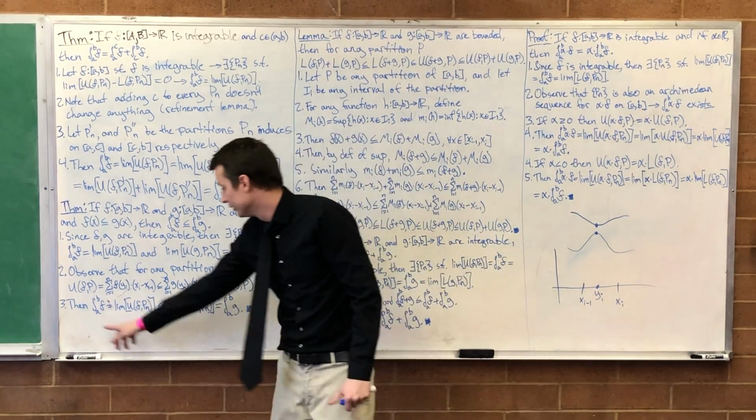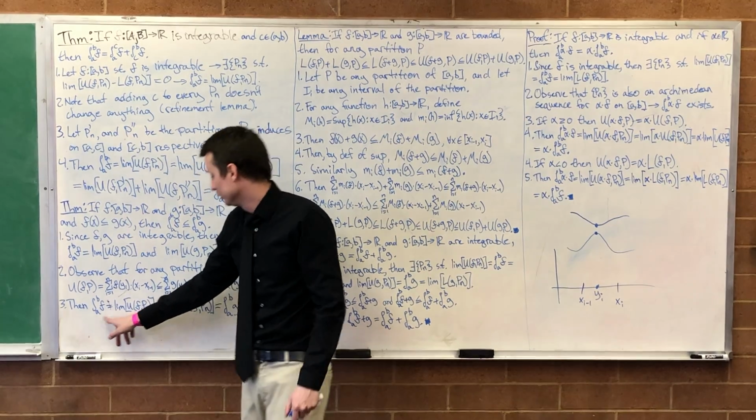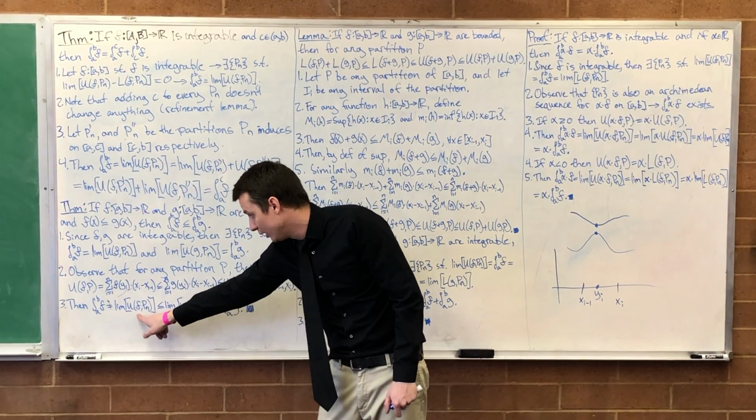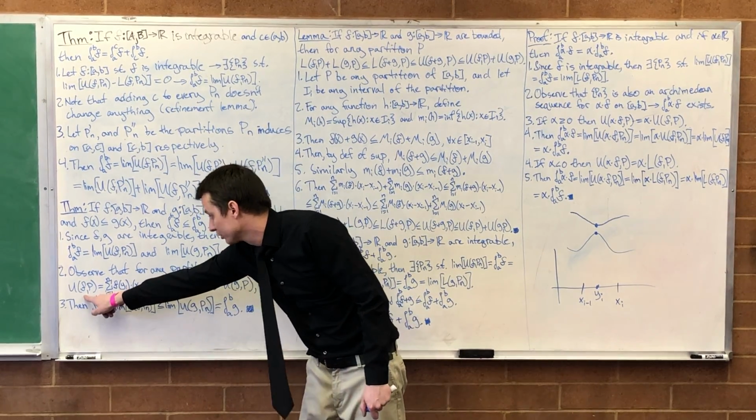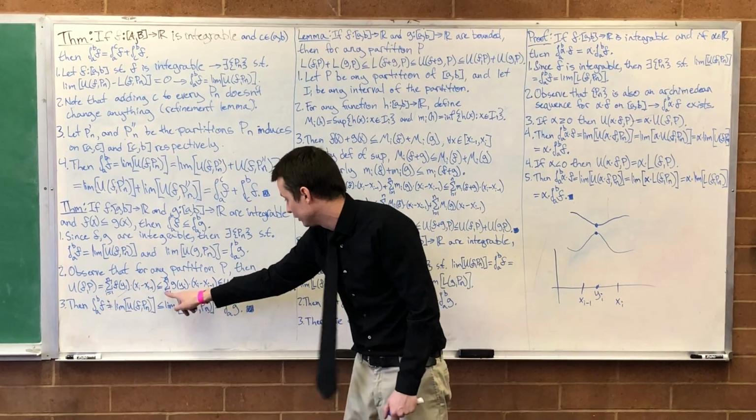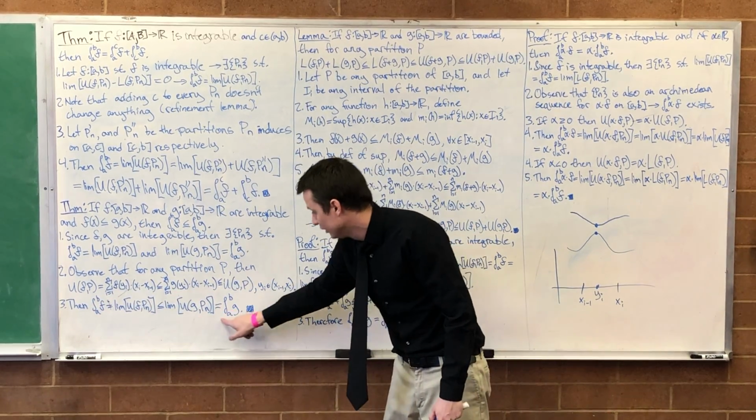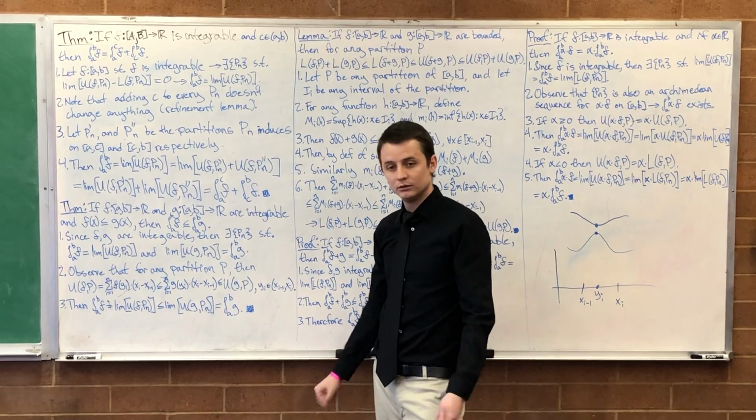So, then what do we have? Then the integral of F is equal to the limit of the upper Darboux sum, which is equal to the limit of that, which we know is less than or equal to the limit of that, which is equal to the integral from A to B of G.